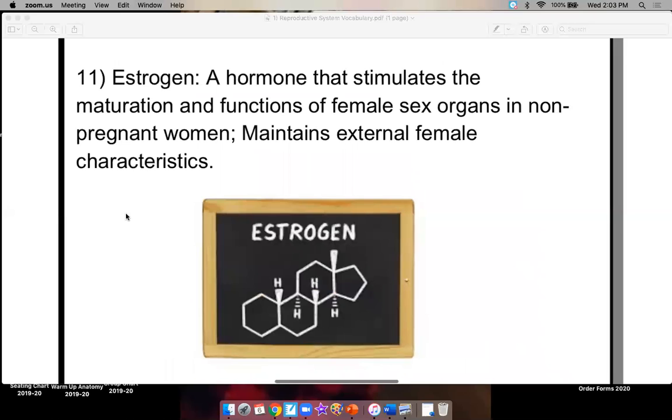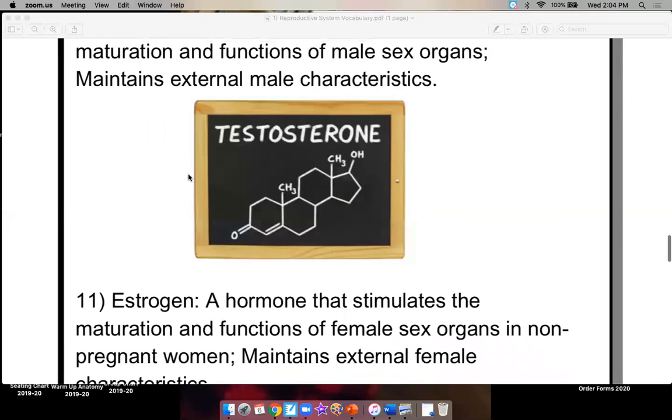Ladies, you are going to have a lot of something called estrogen, and men, you will also have a little bit of estrogen as well. Again, it is a growth hormone. We do use it to grow, but ladies, you have a lot more of it. This hormone stimulates the maturation and functions of the female sex organs in non-pregnant women. Important here, non-pregnant women. This is going to help you make new eggs and help you maintain those eggs. If you're pregnant, you do not need a new egg. You're good to go for now, for the next 9 months. And it's going to help maintain external female characteristics, meaning it's going to make you look like a woman.